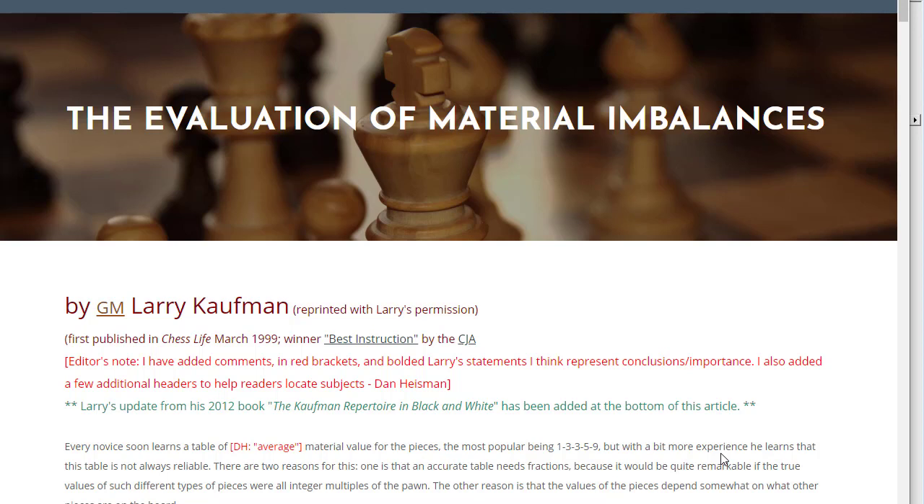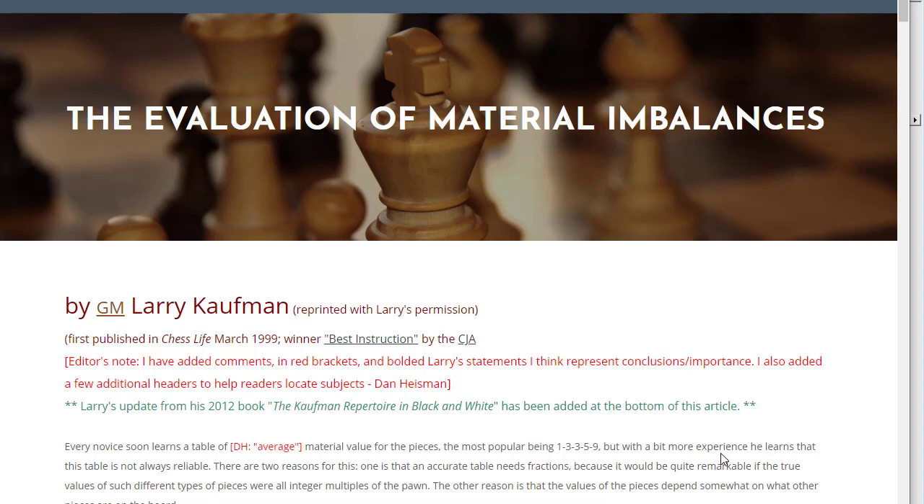He says, every novice soon learns a table of material values for the pieces, the most popular being 1, 3, 3, 5, 9. But with a little bit more experience, he learns this table is not always reliable. We're going to talk about that today. There are 2 reasons for this. One is that an accurate table needs fractions, because it would be quite remarkable if the true values of such different types of pieces were all integer multiples of the pawn. The other reason is that the values of the pieces depend somewhat on what other pieces are on the board, especially pawns. I put in the especially pawns.